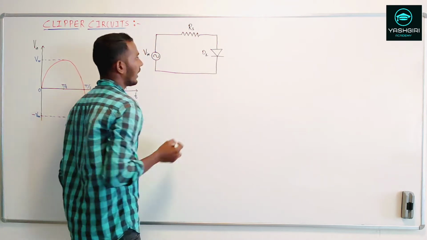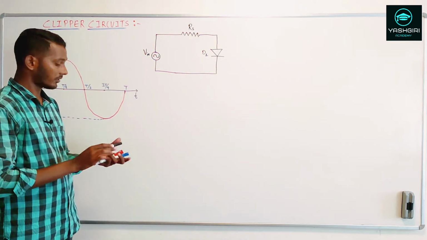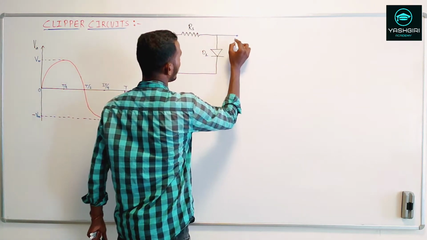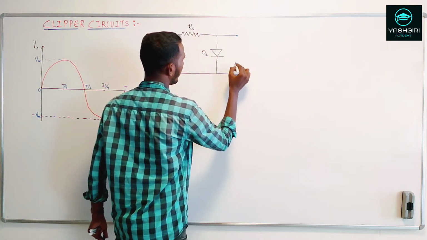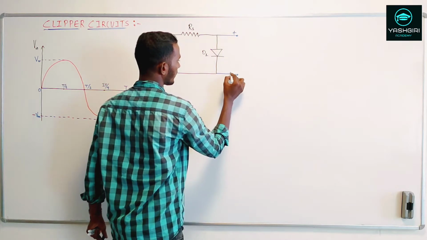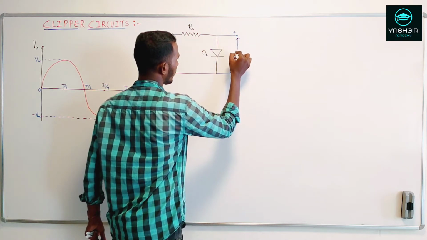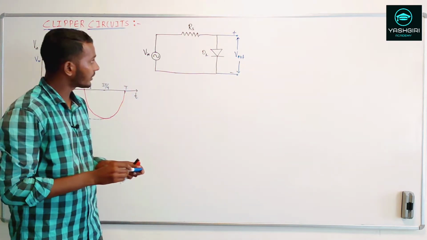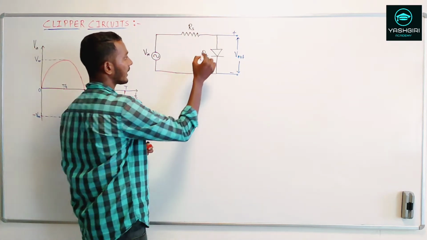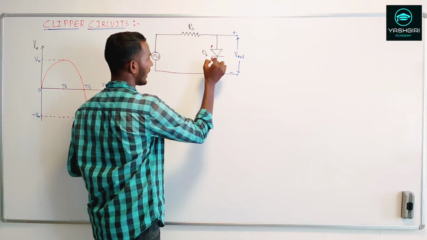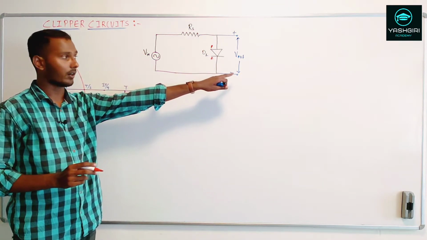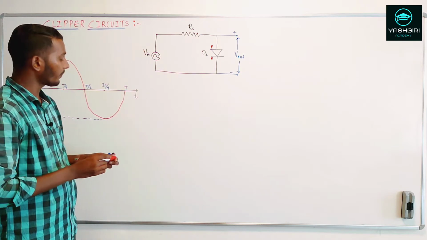Okay, and we are interested in the V out. So V out we are going to measure across this diode D1. Let this be my positive, negative, and this is where I'm going to measure my V output. All right, so this is the P side of the diode and this is the N side. So now let's try to trace the output waveform for this circuit.